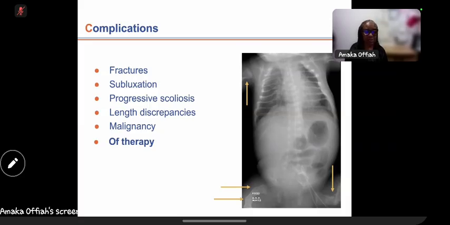Progressive scoliosis, leg length discrepancies, malignancy. Remember the complications of therapy. Is that surgical screw loose? Is there infection around the tip of the screw? Many of these complications are the things that are important to the patient and their family, more so sometimes than giving a name to a rare disorder. Look for the complications, treat the complications, give them quality of life.